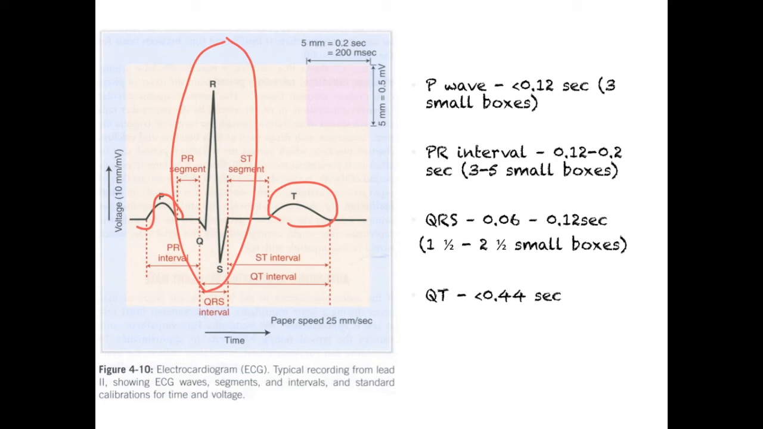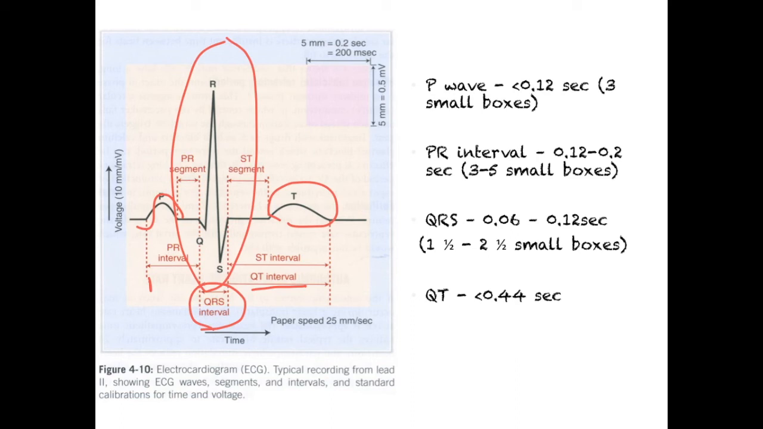There are certain intervals that we look at. We look at from the time the P starts until the QRS starts. We call that the PR interval. And then the time of the QRS itself is called the QRS interval. And then another important thing that we look at is something called the QT interval, which is from the start of Q until the end of the T.